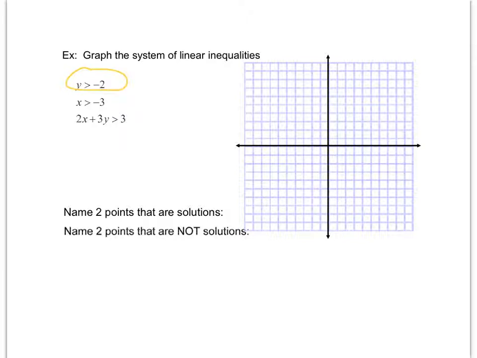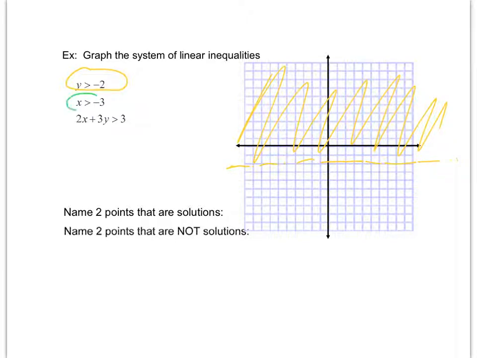y is greater than -2. So I'm going to have a dotted line. That's a dotted yellow line at -2. It's hard to draw it dotted, but that's a dotted line at y = -2. And it's everything, if you want, above.